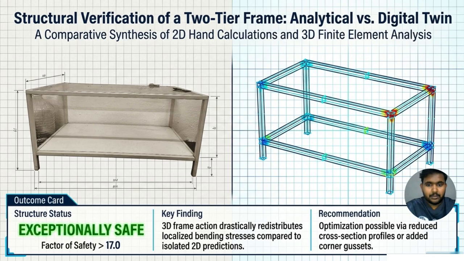5 from Section 3. Our project is titled Finite Element Analysis of a Rectangular Two-Tier Work Table Subjected to Static Loading Conditions. This study compares traditional analytical calculation with finite element analysis using LISA software to evaluate the structural behavior, stress distribution, and deformation of a two-tier work table under static loading conditions.